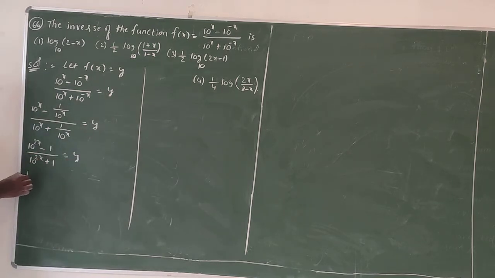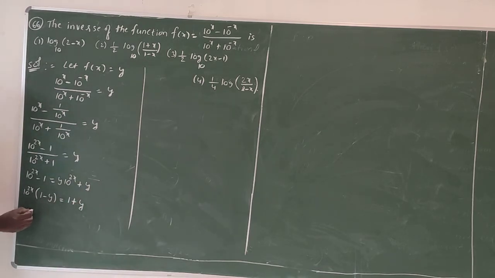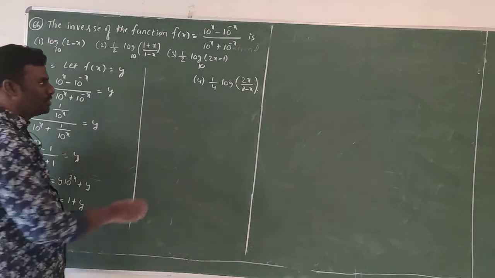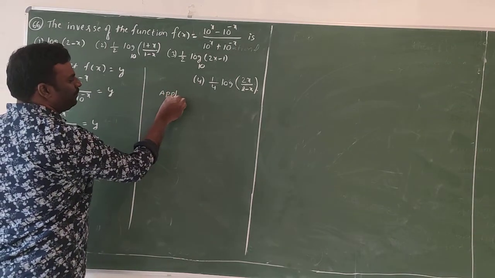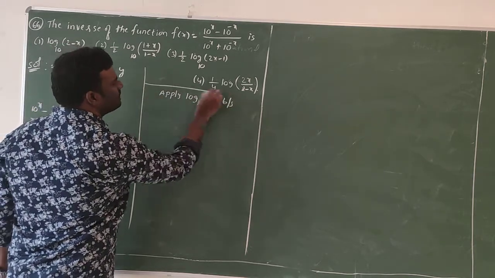So if you cross multiply, then what you will get? 10 power 2x minus 1 equals 10 power 2x into y plus y. I will take 10 power 2x common. 10 power 2x into 1 minus y equals 1 plus y. Then 10 power 2x equals 1 plus y by 1 minus y. Now applying log on both sides. Apply log base 10 on both sides.